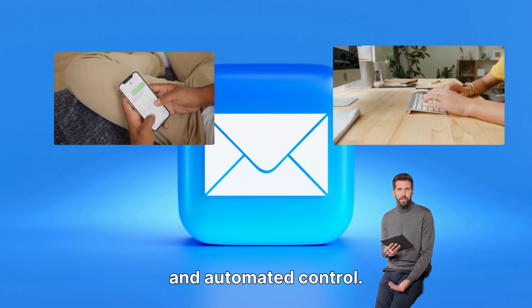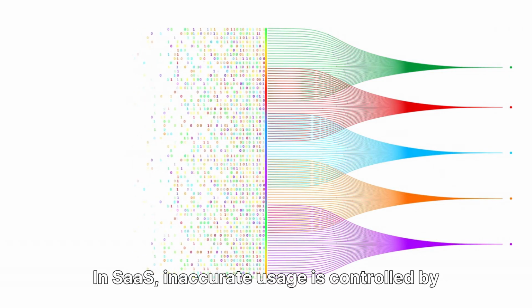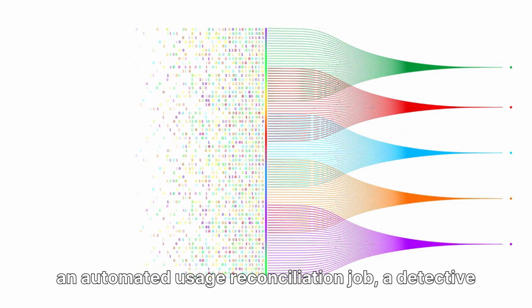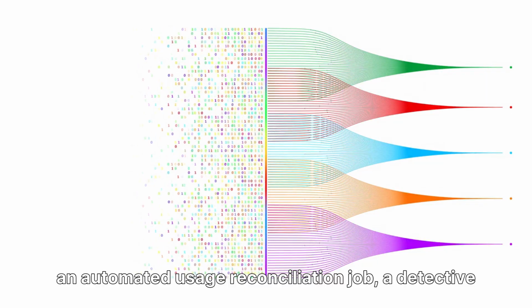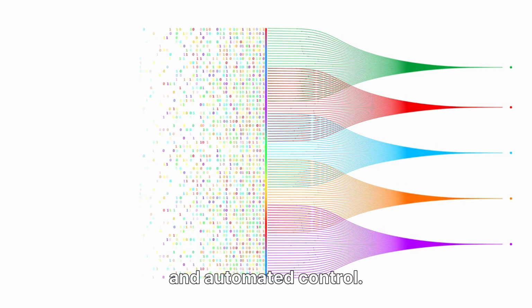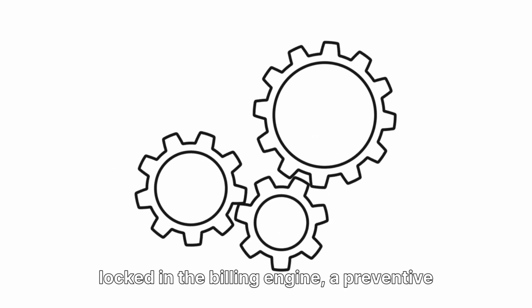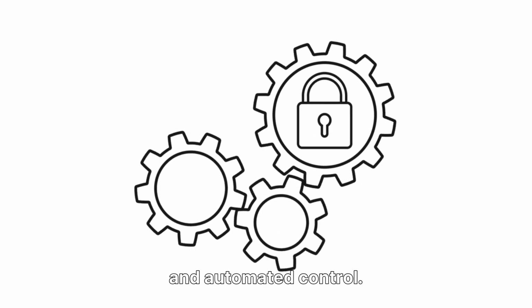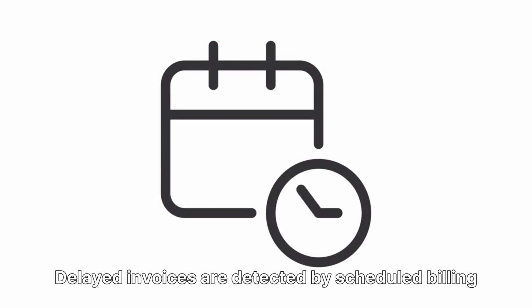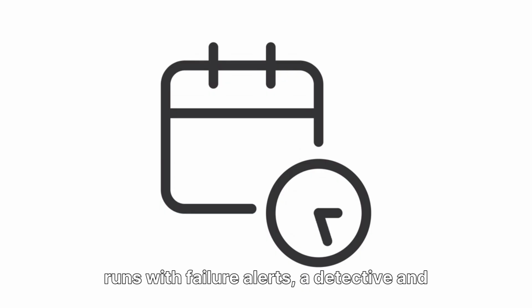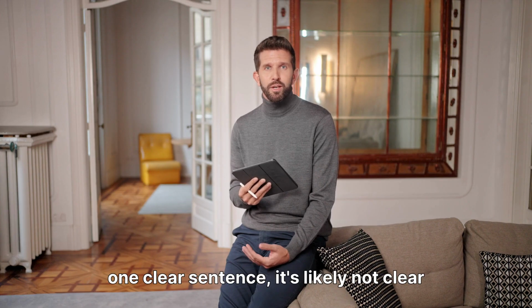detective and automated control. In SaaS, inaccurate usage is controlled by an automated usage reconciliation job, a detective and automated control. Wrong pricing is prevented by pricing rules locked in the billing engine, a preventive and automated control. Delayed invoices are detected by scheduled billing runs with failure alerts, a detective and automated control. If you cannot explain a control in one clear sentence, it's likely not clear enough.